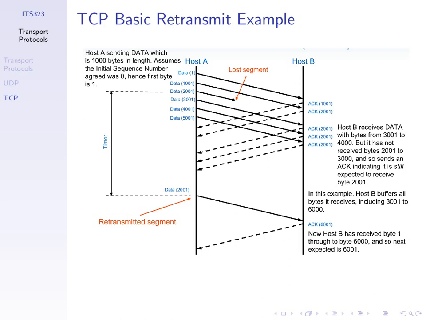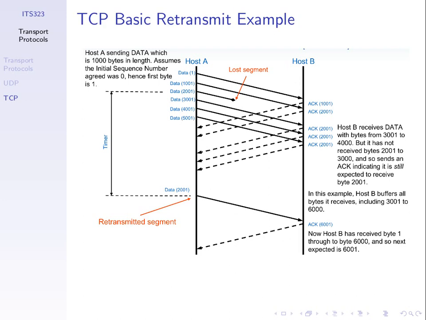So in this example, the first two segments arrive okay. When B receives them, they send back an ACK. In this case, every segment has 1,000 bytes. So simply data 1, ACK 1001. Data 1001, ACK 2001. That's the next number expected.